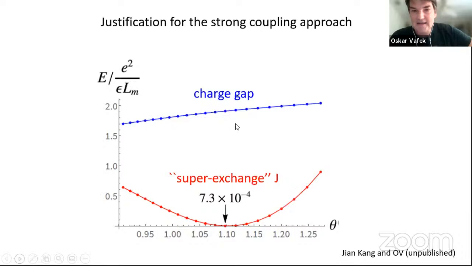And this was done in here as a function of the twist angle. So the blue line here shows the charge gap, and the red curve shows this super exchange. Super exchange is in quotes because the manifold is ferromagnetic of this generalized kind, but then the kinetic energy, which itself does not have a full U4 symmetry, only U2 cross U2, is going to try to introduce some anisotropies here.